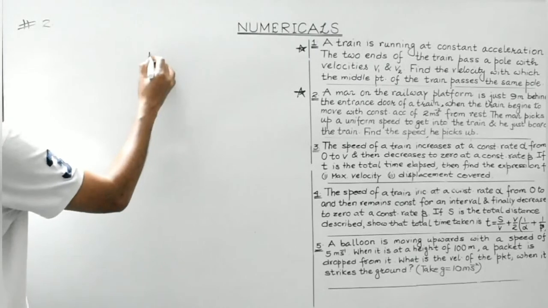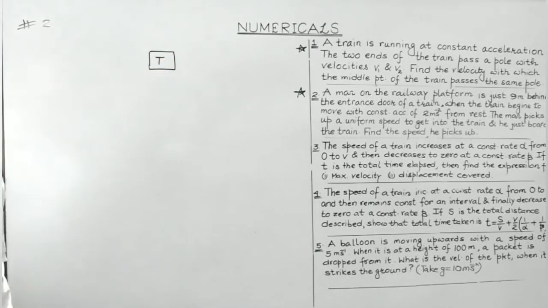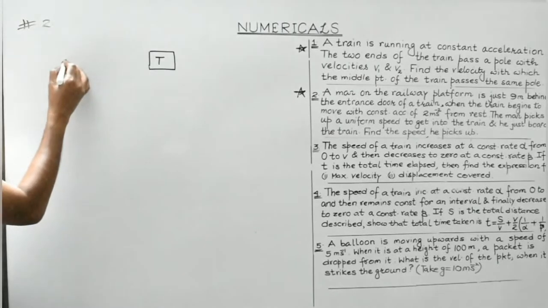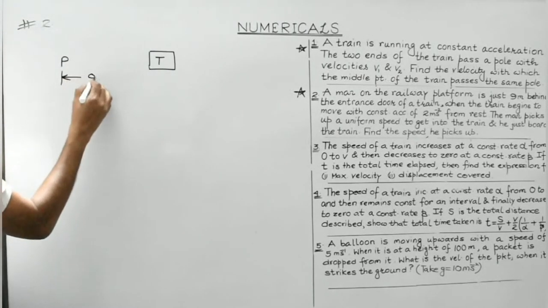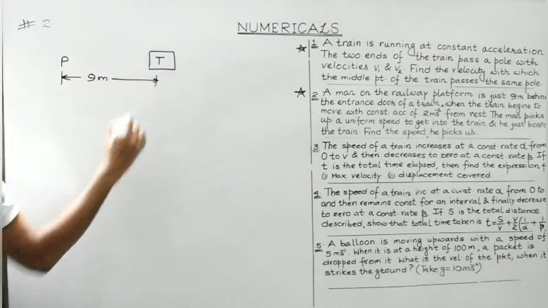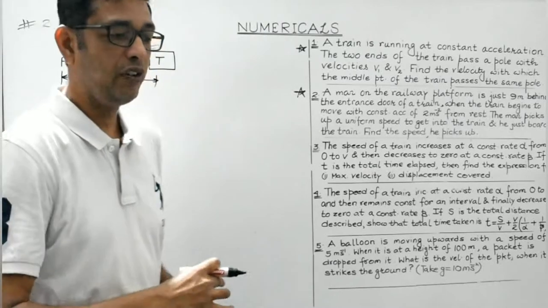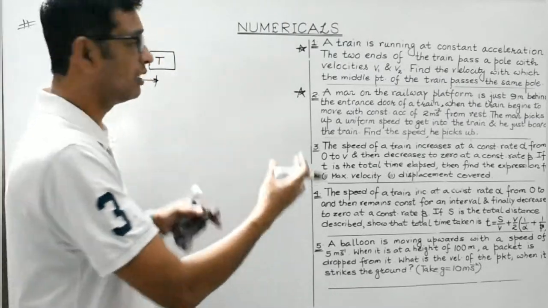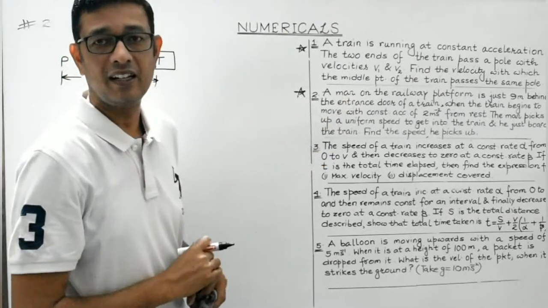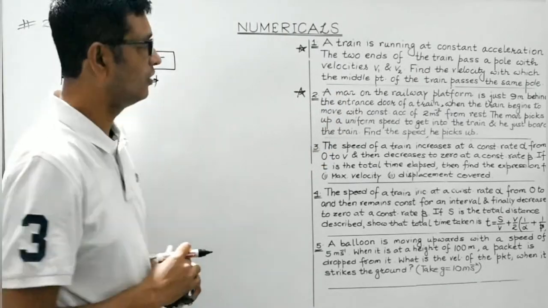Suppose this is the train. This is the entrance of the train, right? And this is where the person is. So the person is at a distance of 9 meters. Students, one way of doing such questions, or one way to make such questions simple, is to depict the situation in a diagram, isn't it? That will make everything clear in your mind, right?